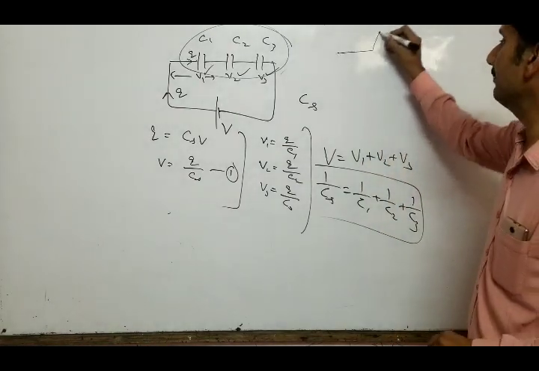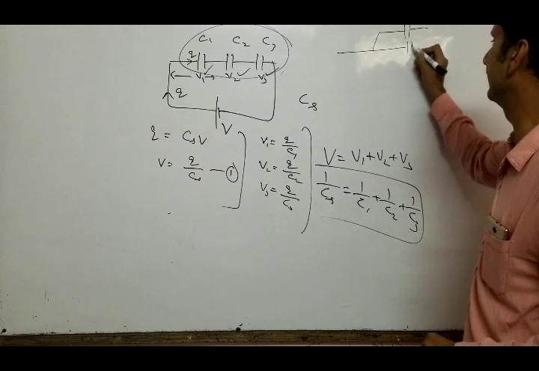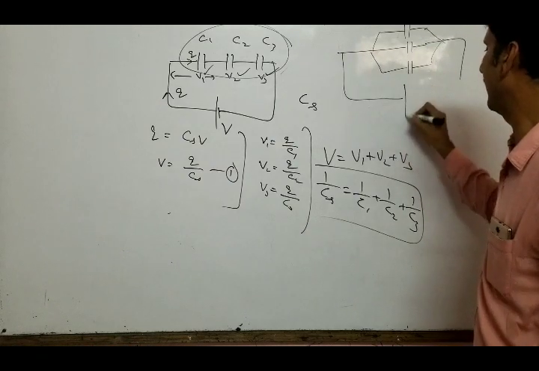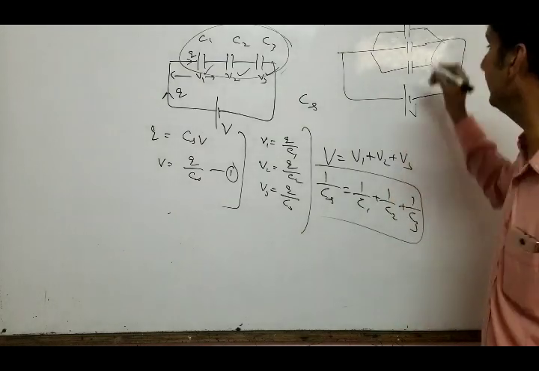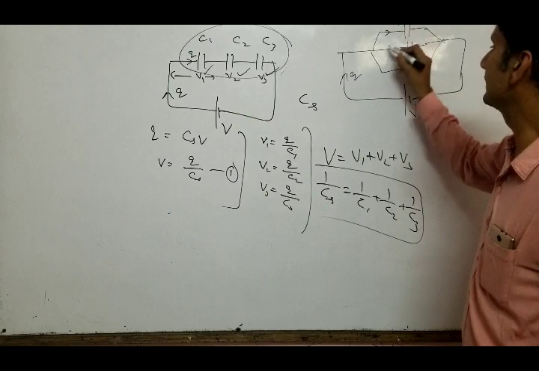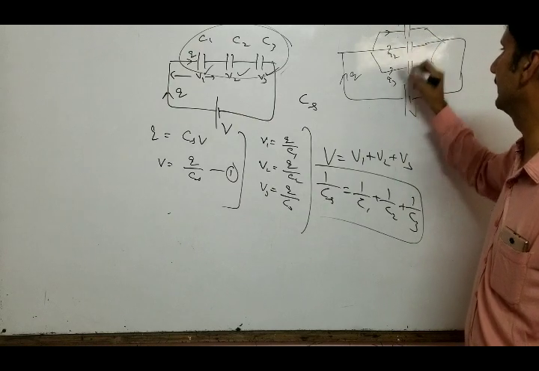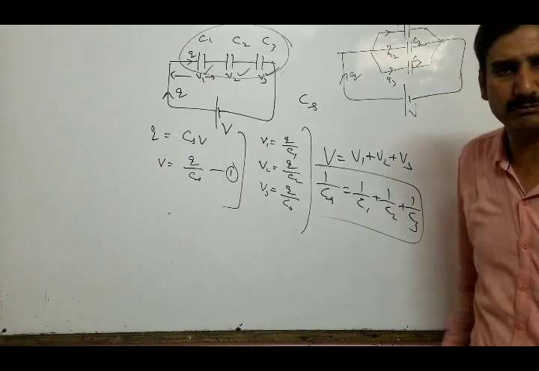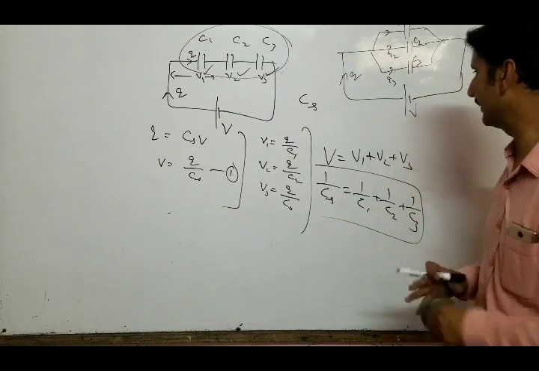Okay, what about the parallel combination? Let's say there are three capacitors, they are joined in parallel like this, total voltage is V and total charge I am assuming to be Q. The charge gets divided as Q1, Q2 and Q3 through capacitors C1, C2 and C3. Total voltage across each of them is V. Now what do I get?